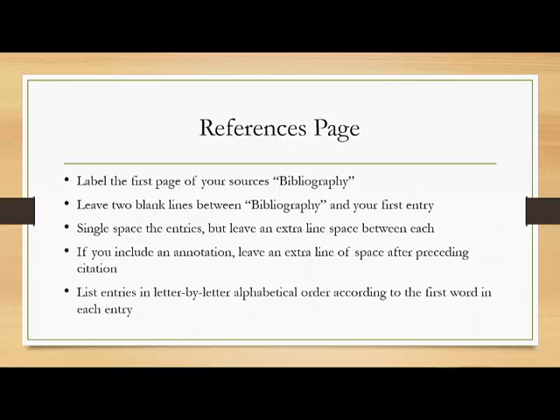You will have to change the line spacing for your bibliography. The entry should be single spaced with an extra line of space between each. If you include an annotation, leave an extra line of space after the preceding citation. List your entries in letter-by-letter alphabetical order according to the first word in each entry.